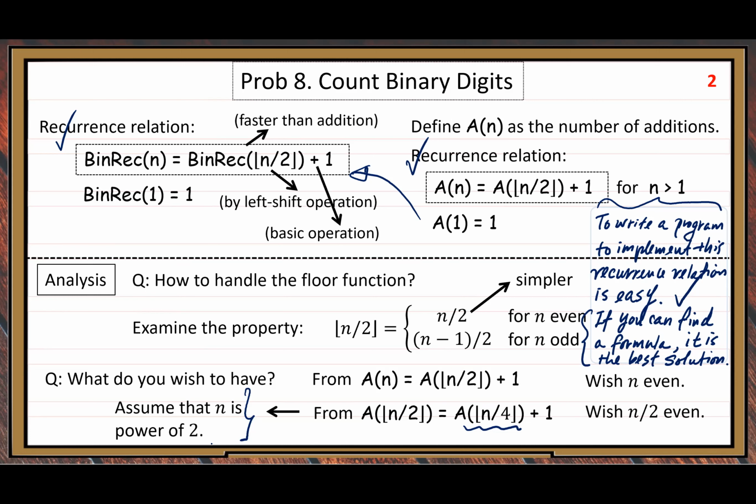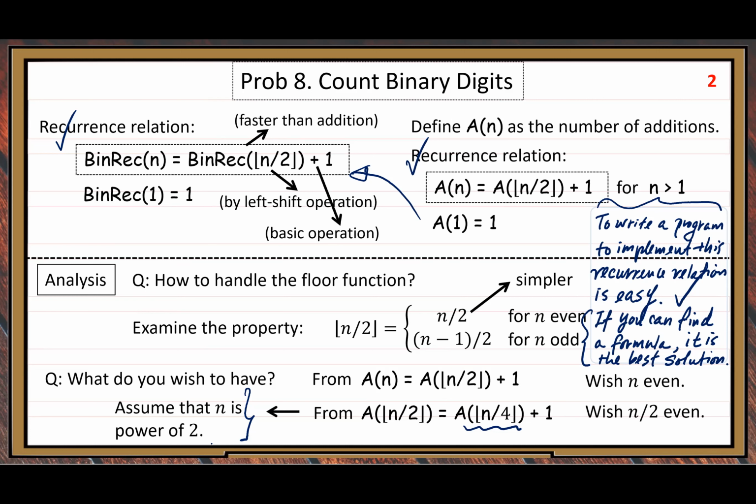Then we can do division by 2 all the way to the bottom without any necessary floor function needed, right? Because when we do division by 2, we have an integer result before we reach 1. When we reach 1, we're already at the bottom. So we don't worry about that. That's the base case, so that's fine.